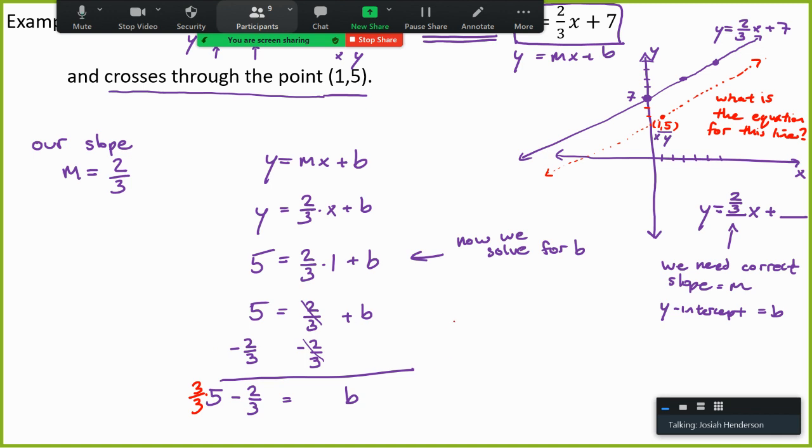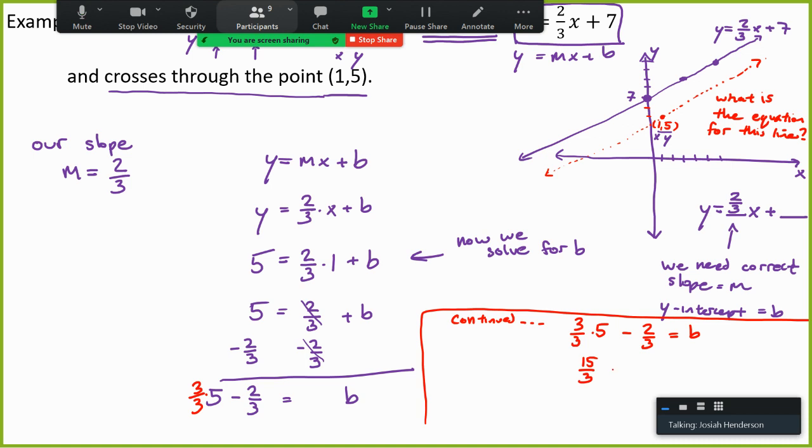And I'm going to continue this in this box right here. Sorry about the space. Here's the problem continued and finished over here. So 3/3 times 5 minus 2/3. Okay, when we finish with this, we'll have our b. 3 times 5 is 15/3. 3/3 times 5, 15/3.